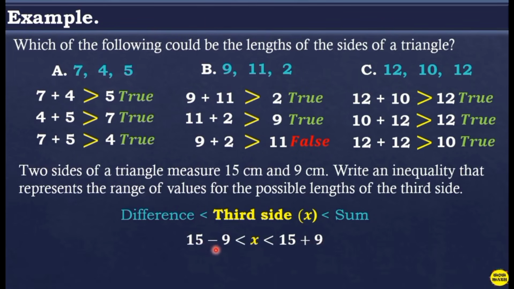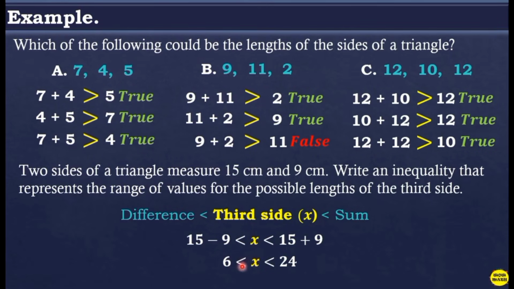So 15 minus 9, we have 6. This is x. 15 plus 9, that is 24. So anong ibig sabihin nitong inequality natin? Ibig sabihin, your x or the length of the third side is less than 24 but greater than 6. Okay? So, the length of your third side must be less than 24 but greater than 6. So, ano po yung mga range nun? Kasi range ang hinahanap sa atin, range of values. So, ibig sabihin, mas mababa sa 24 pero mas mataas sa 6.